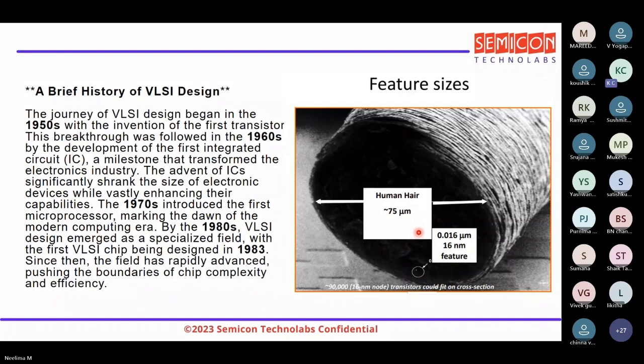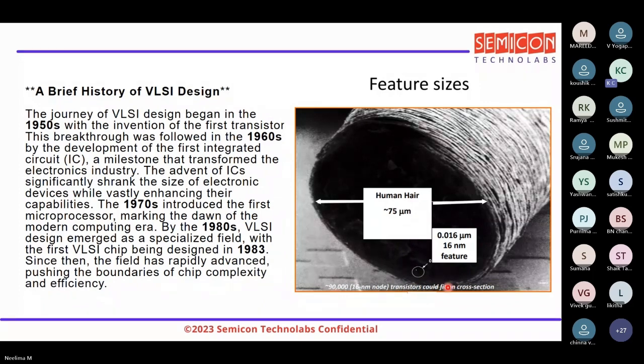Now, in the diameter of one human hair, which is almost 75 micrometers, if we take transistors at 16 nanometer feature size, then we can accommodate around 90,000 transistors. Isn't it interesting? 90,000 transistors could fit in one cross section in this much space, in the diameter of a human hair at the 16 nanometer range.